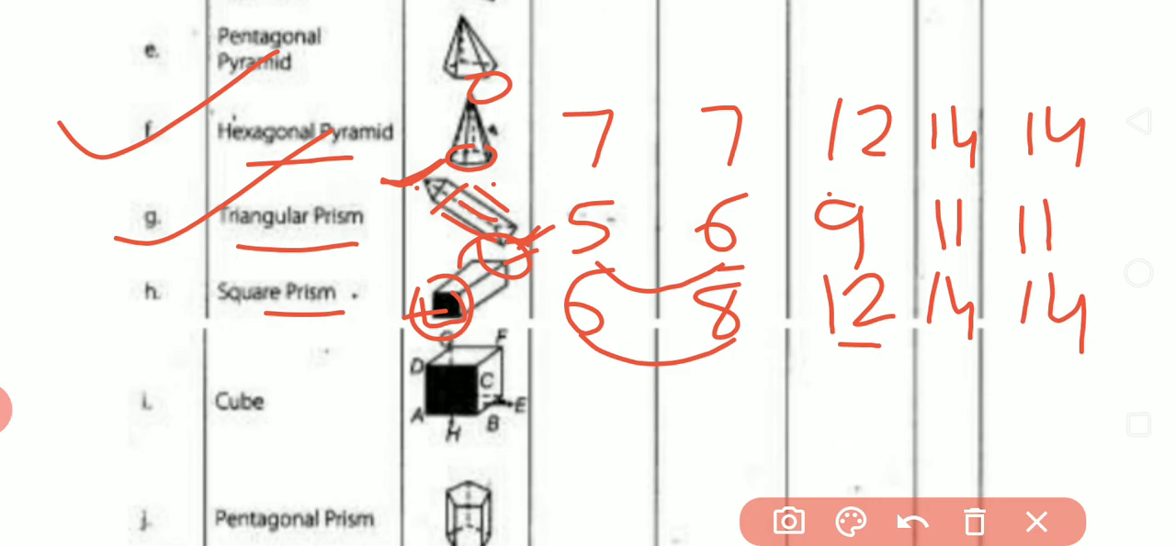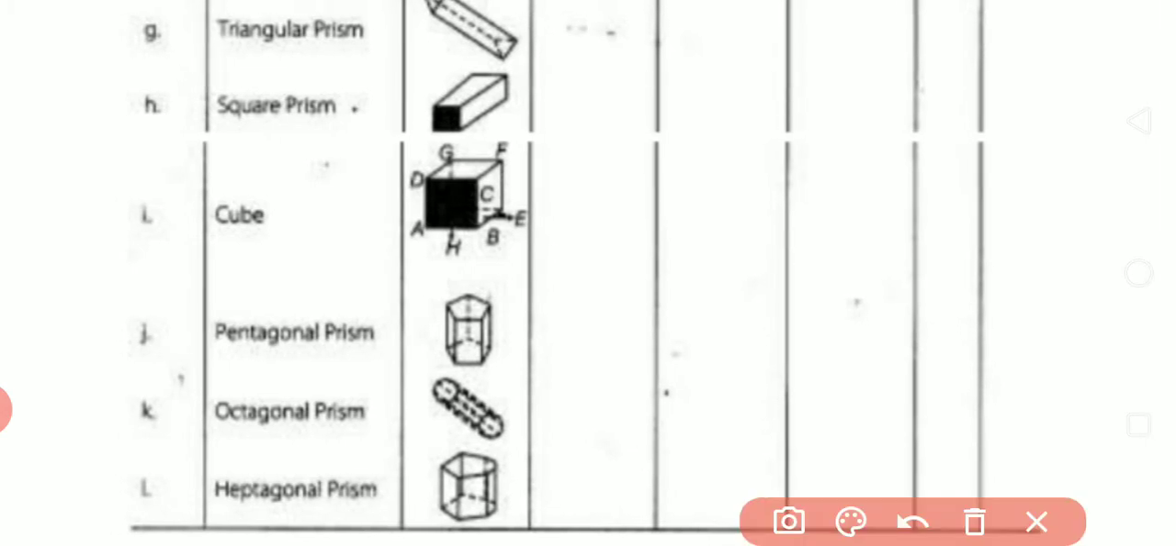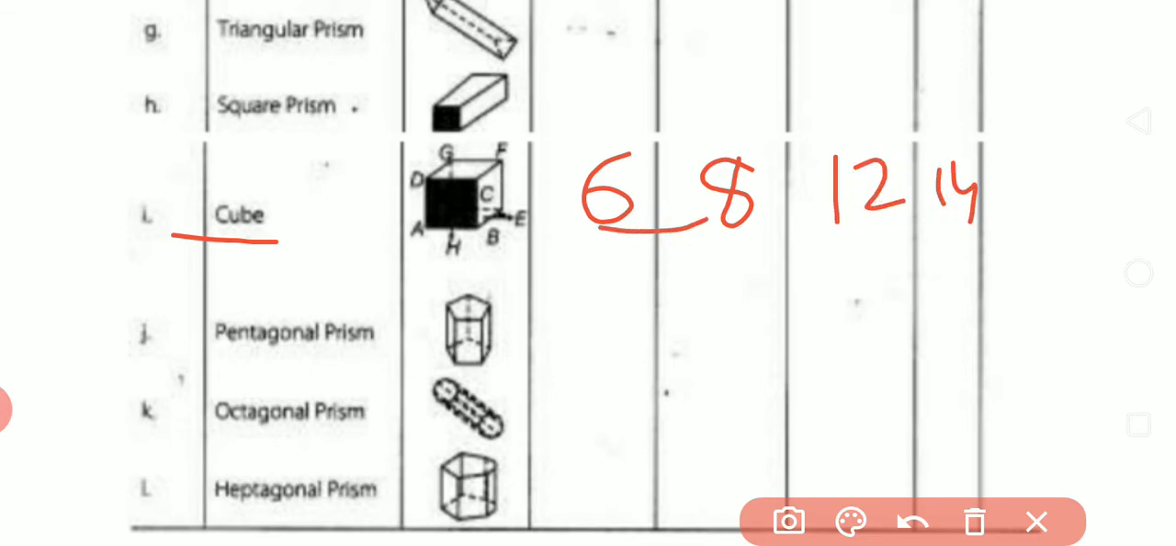So yes, it is also a polyhedron. Let us come to the next part. This is a cube we have given. You know that a cube has 6 faces, 8 vertices, 12 edges. So 6 plus 8 is 14, and 2 plus 12 is also 14. So it is a polyhedron.